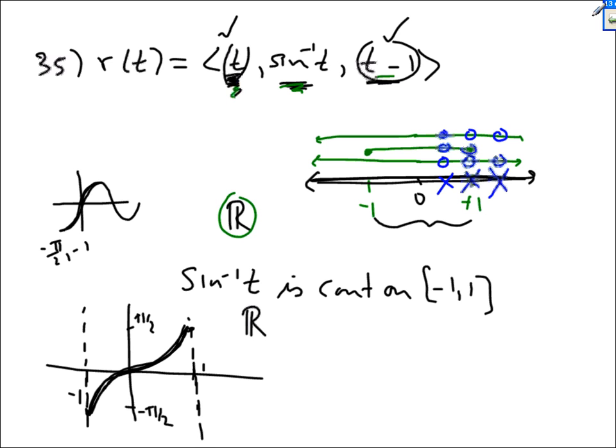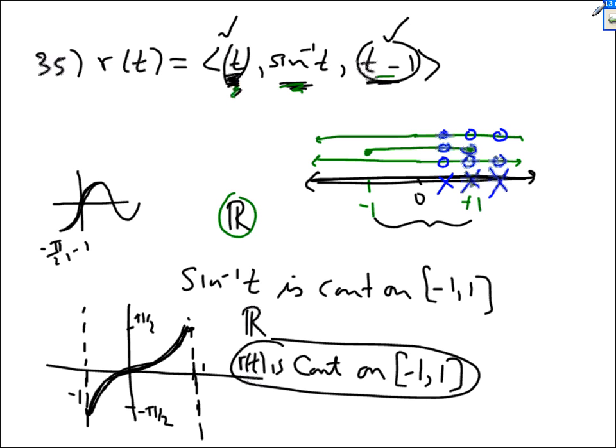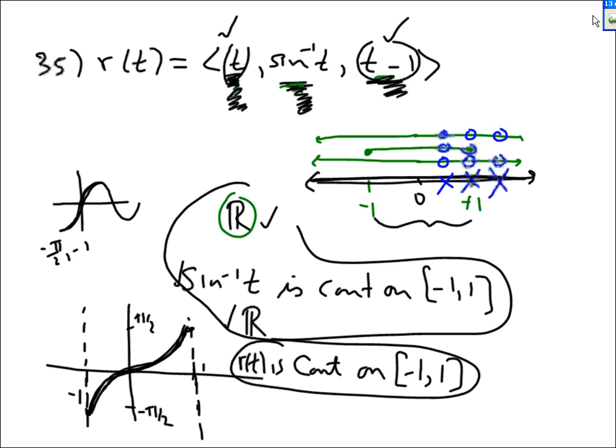The final answer will be that r of t is continuous on [-1, 1]. You had to look at the intersection of the 3 answers. Where is x of t continuous? Where is z of t continuous? And where is y of t continuous? Take those 3 answers, find the intersection.